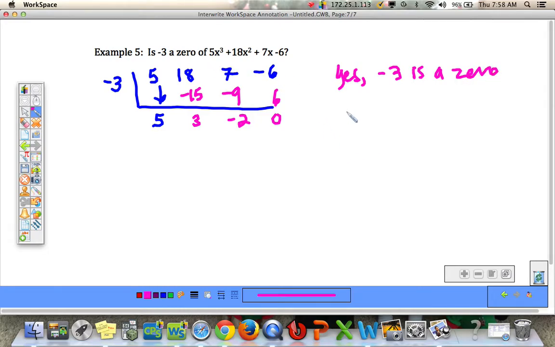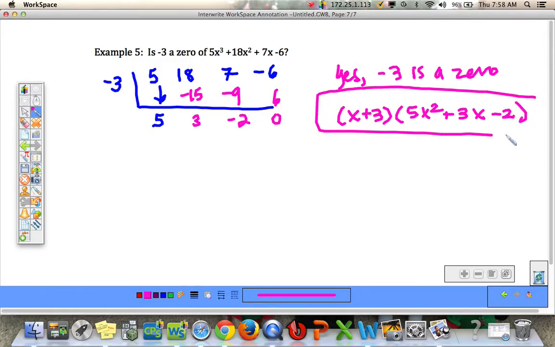And then we can write the factored form of this. It would be x plus 3 times 5x squared plus 3x minus 2. And if you multiply those together, you would get the polynomial you started with. So try the synthetic division method on your assignment, and we're going to apply this tomorrow.